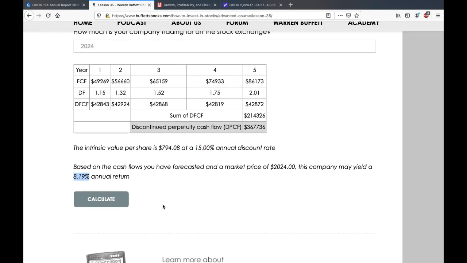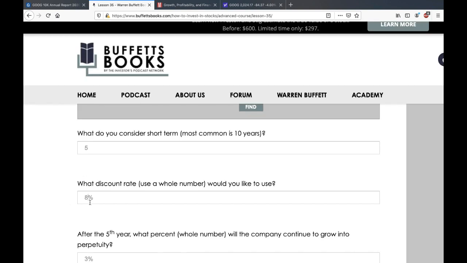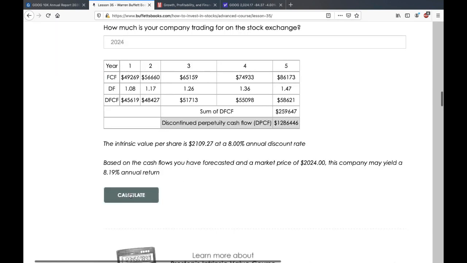And now let's try 8%. So we'll put in 8% discount rate and hit calculate. And now you see, now it seems like Google is fairly priced at $2,100. So it all depends on what you want and what kind of rate of returns you want. And based on that, your intrinsic value calculation changes. So this is how you use discounted cash flow calculator.